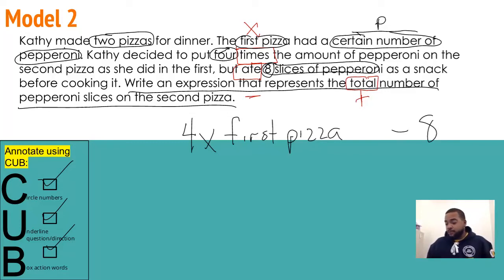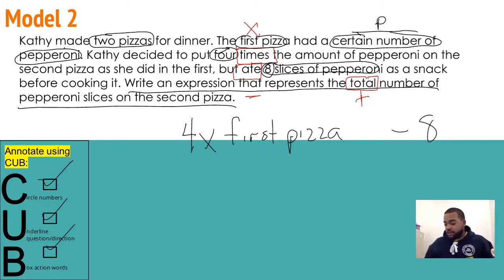Well, we know that she already put 4 times the amount of pepperoni slices on the second as she did on the first. So we know we're going to do some multiplication of 4 times something. Well, 4 times what? What am I actually multiplying? Well, we're talking about pepperoni, so I want to go ahead and find how many pepperonis are on the first pizza. Do I know? I actually don't. It only tells me I have a certain number. So that's why this is a variable. There's a certain amount of pepperoni on the first pizza.